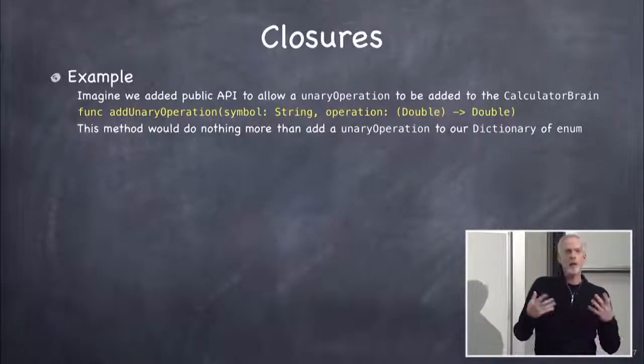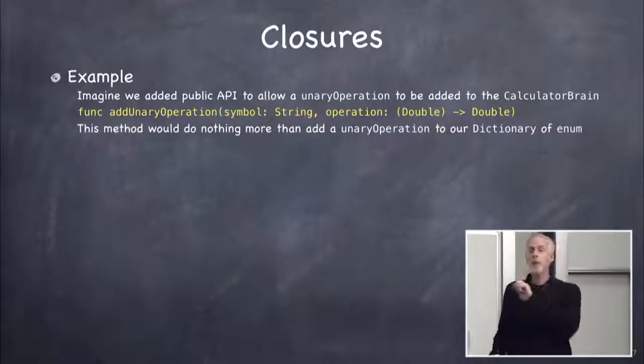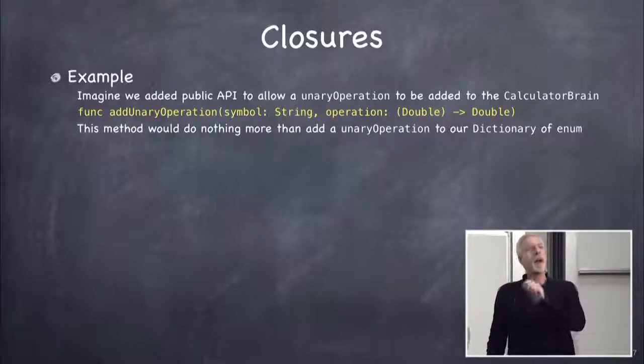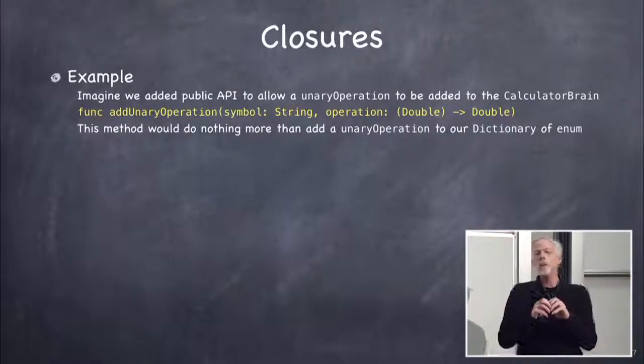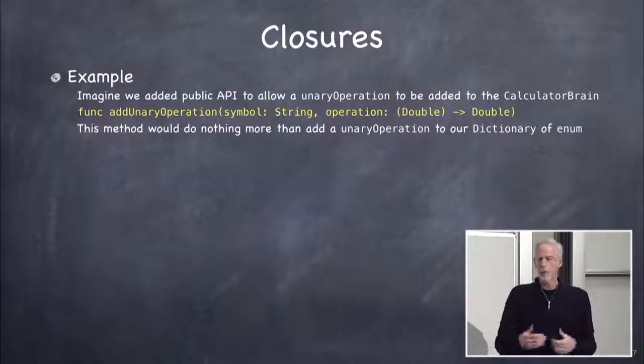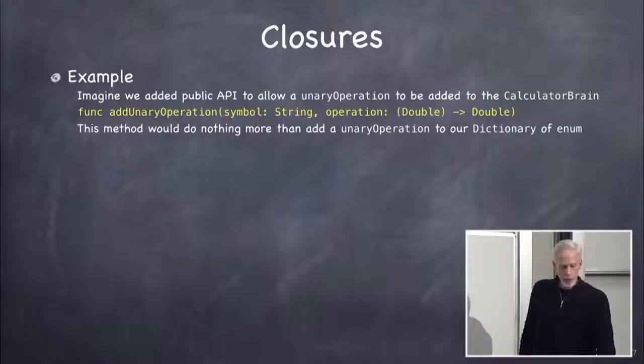Let's say I added a new method to my calculator brain called add unary operation, where I allow people to add new operations to my operations table. Right now we don't allow that because it's all private, right? But let's say I had a public method, add unary operation. You could add a new operation. Wouldn't that be cool? Yeah, that would be cool.